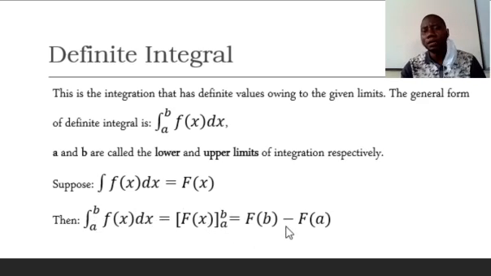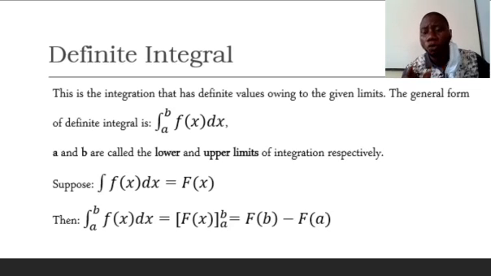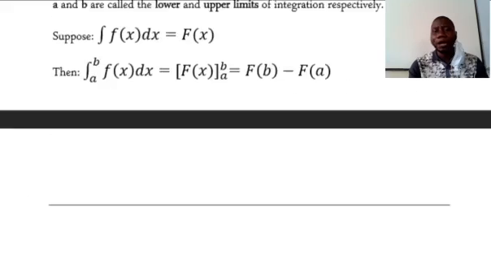Solving it further means that I will substitute the upper limit into this. That will be F(b), minus the substitution of the lower limit, which is F(a). So the final result is the substitution of the upper limit minus the substitution of the lower limit. Let's see how this can be applied in solving problems.